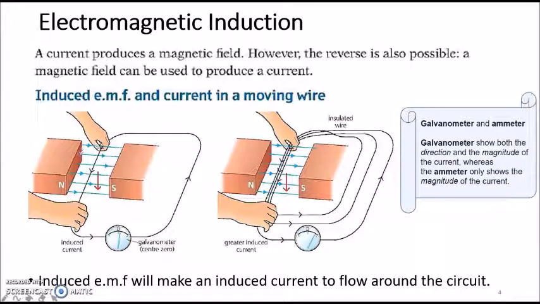So basically, we have a magnet here and the field in this magnet goes from north to south. We take one wire and move it up or down so that the wire cuts the magnetic field, and from there, current or EMF can be induced in the wire, and the direction we can determine by using the right-hand rule.